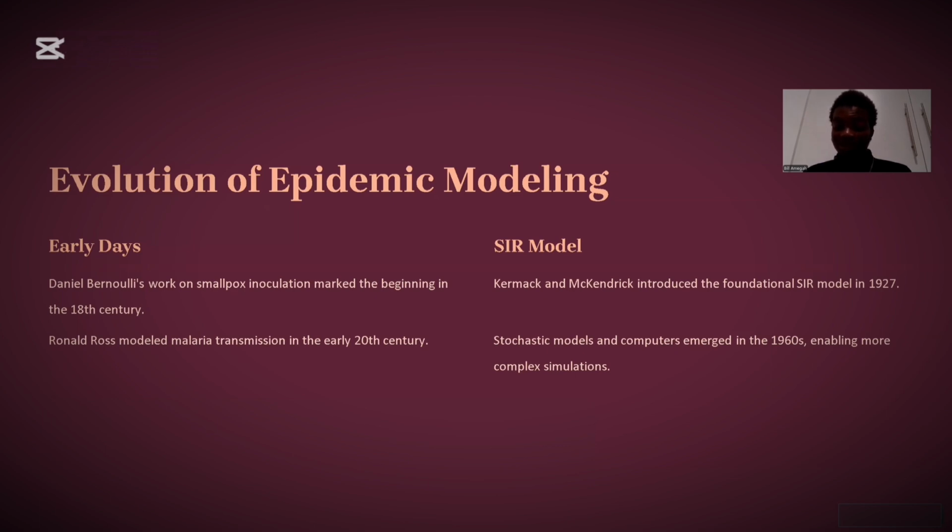In 1927, Kermack and McKendrick introduced the foundational susceptible, infected, and recovered model, which has since become a cornerstone in epidemic modeling. This model provided a framework to understand the basic progression of infectious diseases, dividing the population into distinct groups based on their disease status.